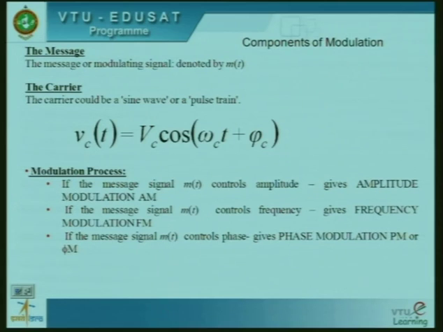Now, let us understand the components of modulation. The components of modulation, if you see, are a carrier signal and a message signal, and we try to ensure that the carrier signal is able to carry the message data and it is now reaching the destination. Okay, this is what we discussed last class.